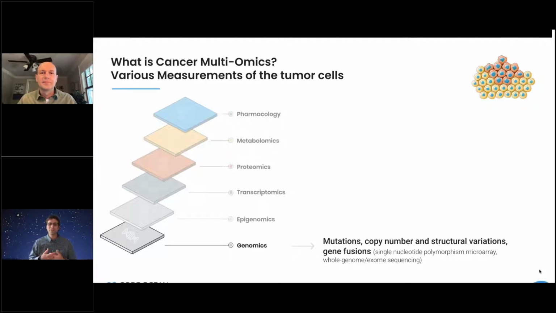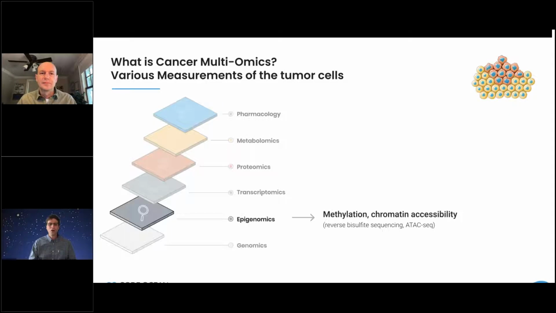That's the most established data type, omics layer, where we measure mutations, the number of copies that some genes have, potential fusions of genes, or more complex structural variations. But nowadays we are also able to measure epigenomics, so all the modifications of the DNA that also influence the way cancer cells will respond to therapy, such as methylation patterns or chromatin accessibility.